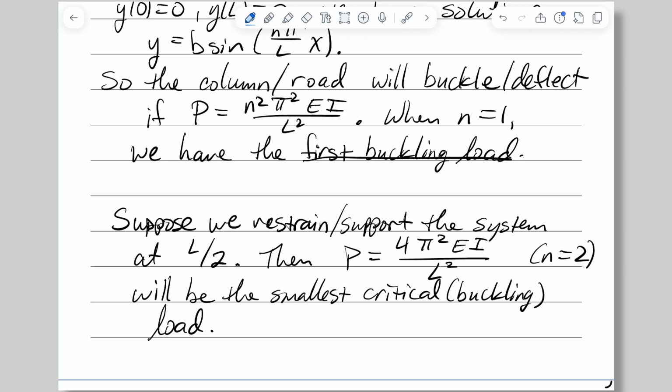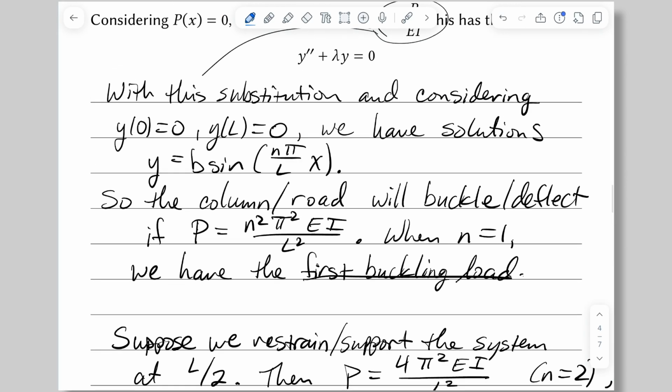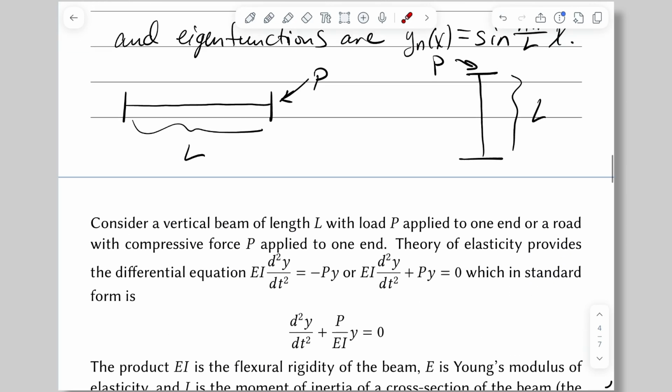I know this is kind of a lot here, but let's go back. When n is equal to 1, we said we had the first buckling load. And we're talking about a non-trivial solution to the differential equation, so not just y equals 0.